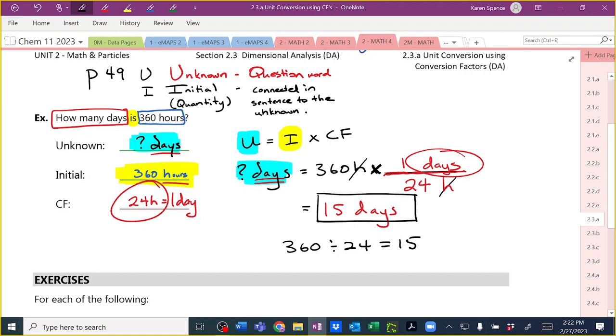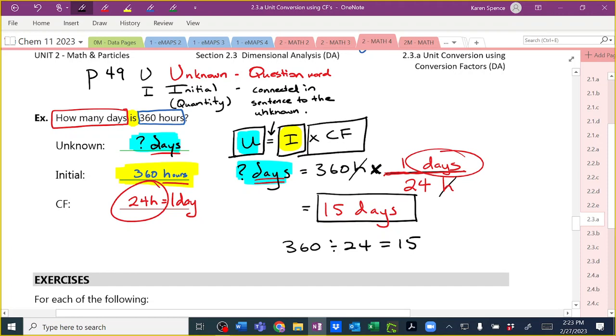What is useful to you is going to be this method of doing calculations where you say, I'm going to first write my unknown. Secondly, I'm going to write an equal sign. Third, I'm going to write my initial quantity. And then fourth, I'm going to write times a conversion factor. Okay, and I'm going to cancel out my units and be left with whatever remains uncanceled. That's the point of doing the question, not because anybody cares how many days 360 hours is equal to, because nobody does. At least I don't.